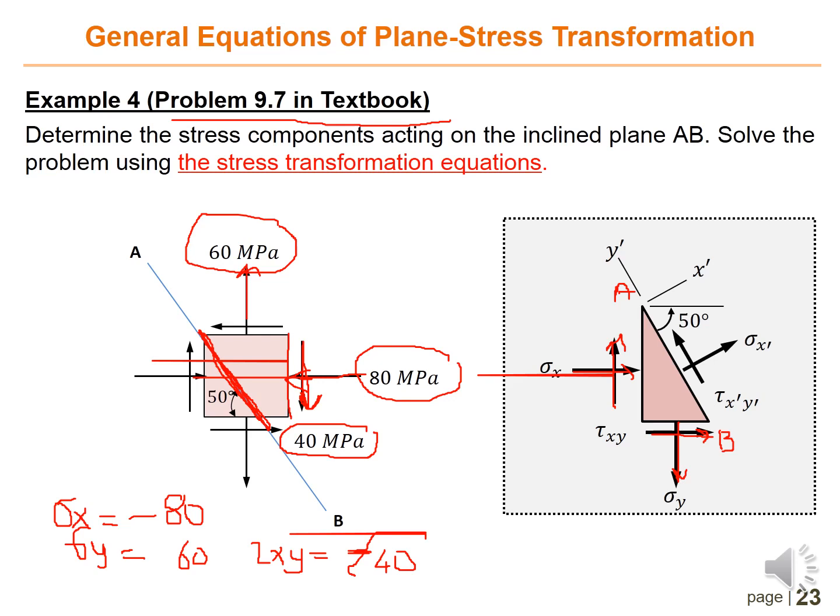This plane AB is subjected to new stress components. The first is sigma x prime, the normal stress in the x prime axis, and it must be 90 degrees to the inclined surface. Another stress component is the shear stress, tau x prime y prime, and it must be acting parallel to the inclined surface.